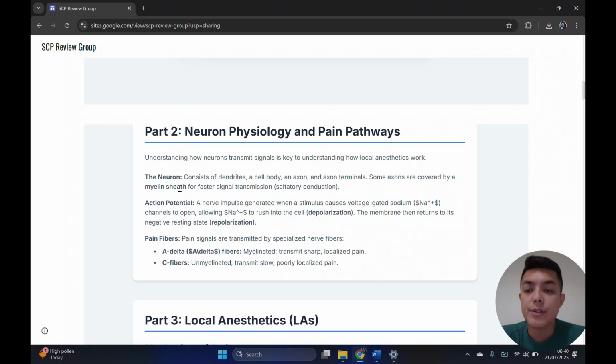Next, first, the neuron. It consists of dendrites. If you're not familiar with the anatomy of the neuron, just review it quickly. It has a cell body, an axon, and axon terminals. Some axons, not all of them, are covered by a myelin sheath for faster signal transmission, which we call saltatory conduction, where the signal jumps.